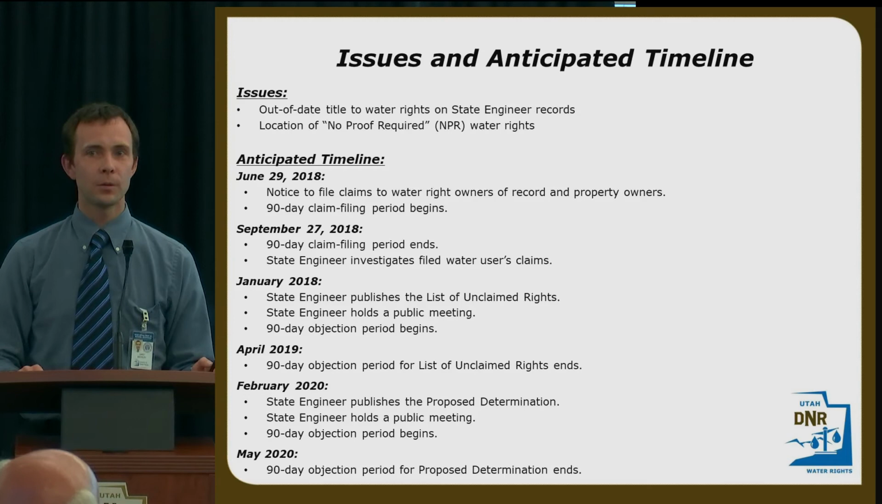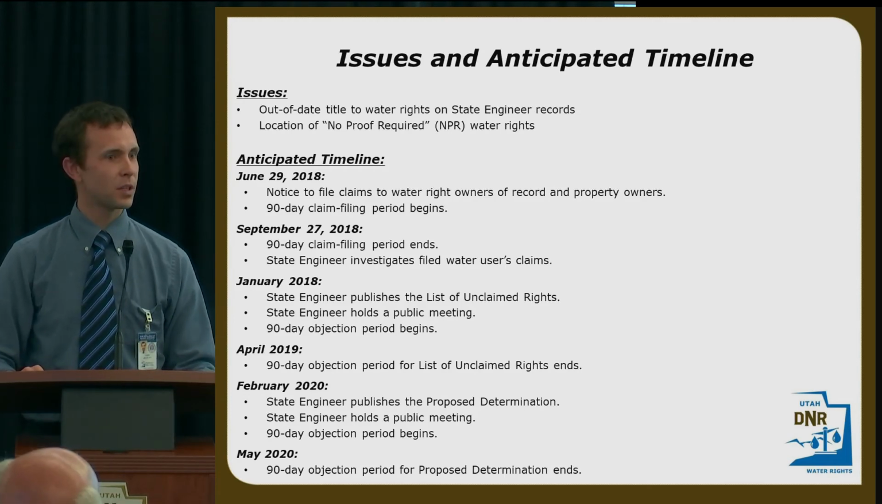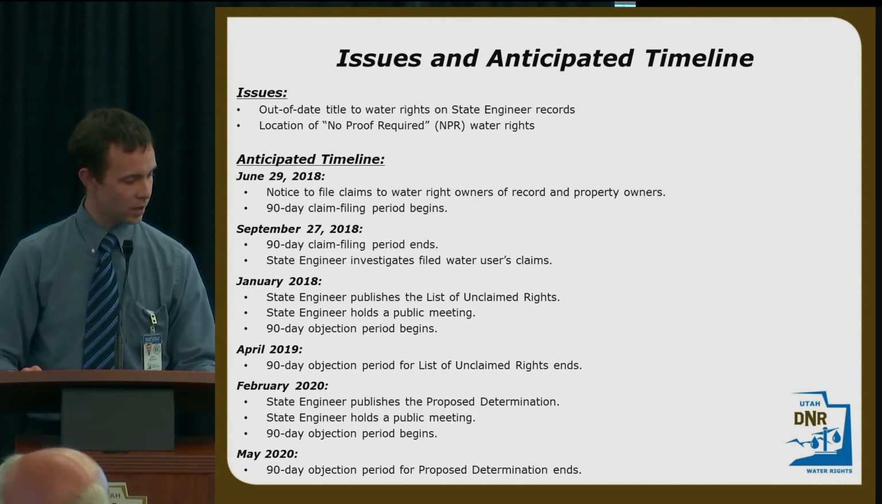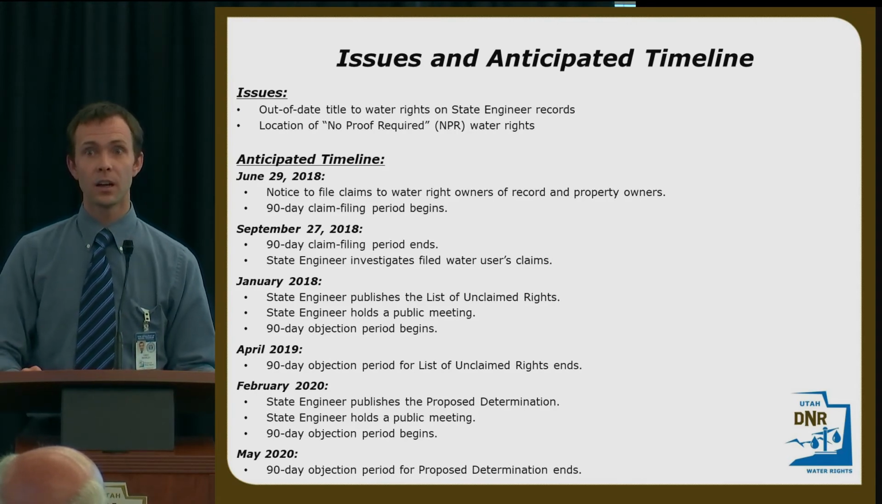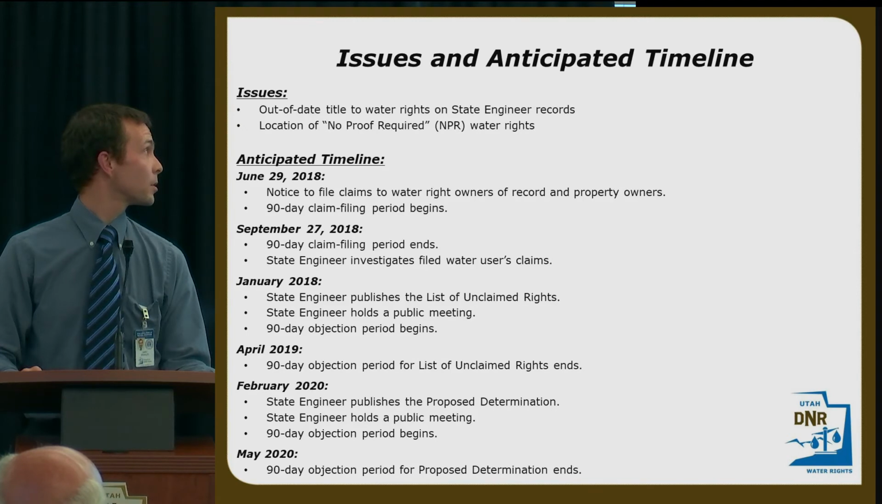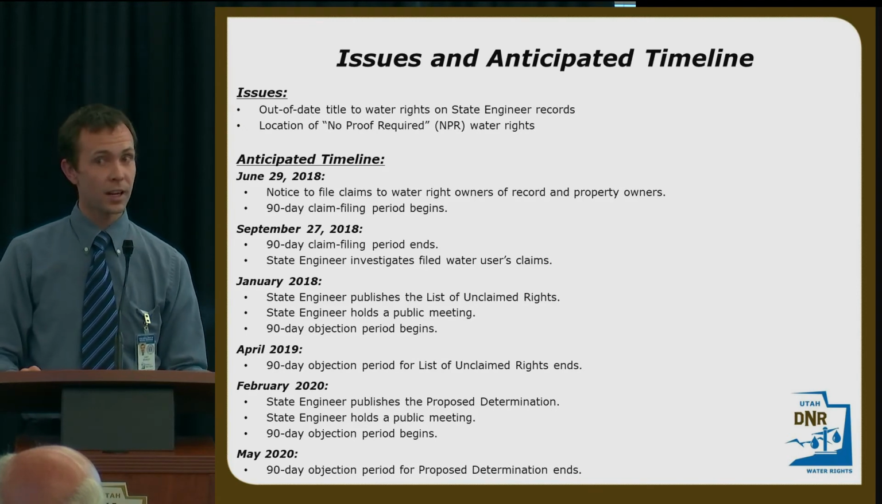So again, I think we did most of the timeline. Notice to submit claims is coming to you in a couple weeks. June 29th is the date we anticipate. That gives you 90 days till September 27th for this claims filing process.